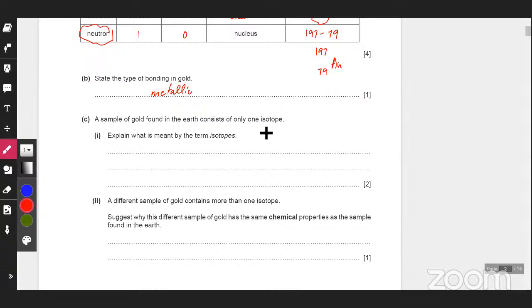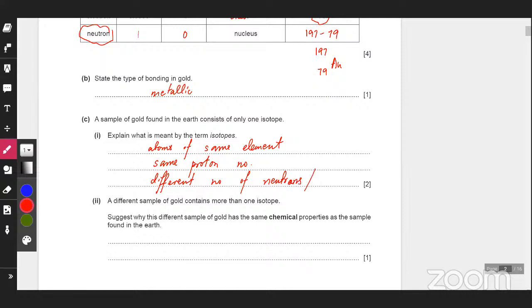That's easy as well. It's basically atoms of the same element. And what do they have? They have the same proton numbers, but they have a different number of neutrons or different nucleon number. So the nucleons are different. Never write atomic mass over here.